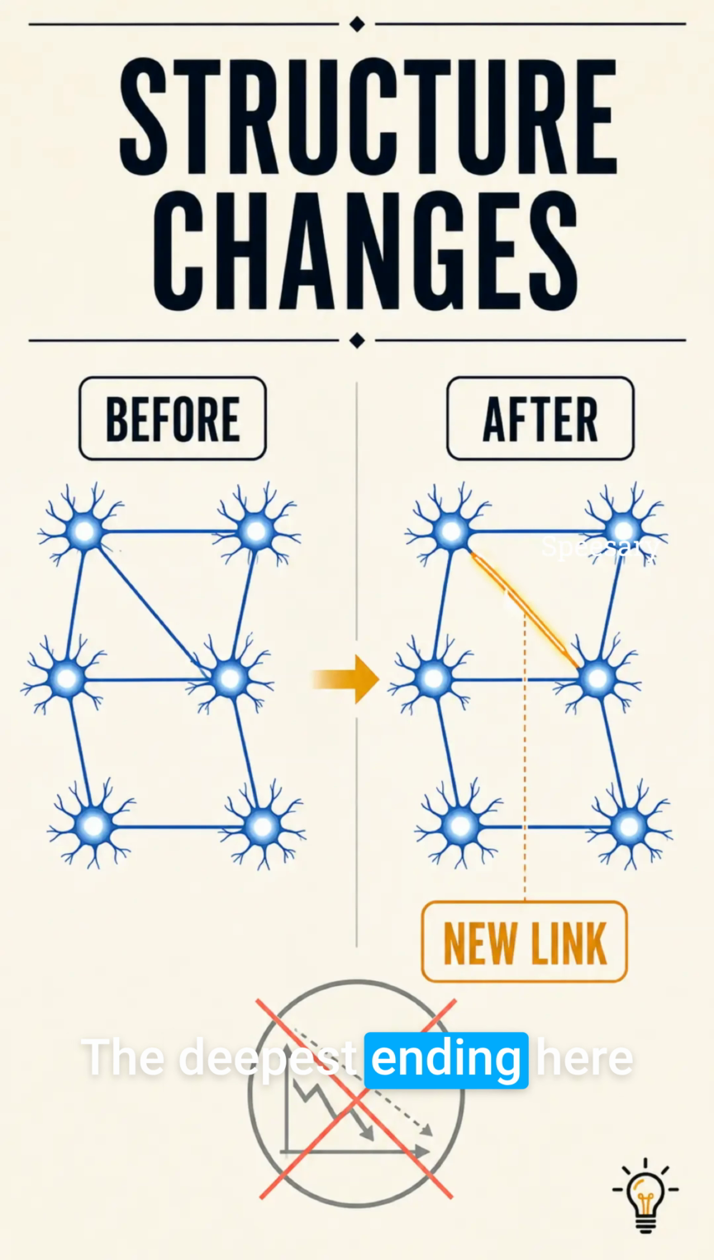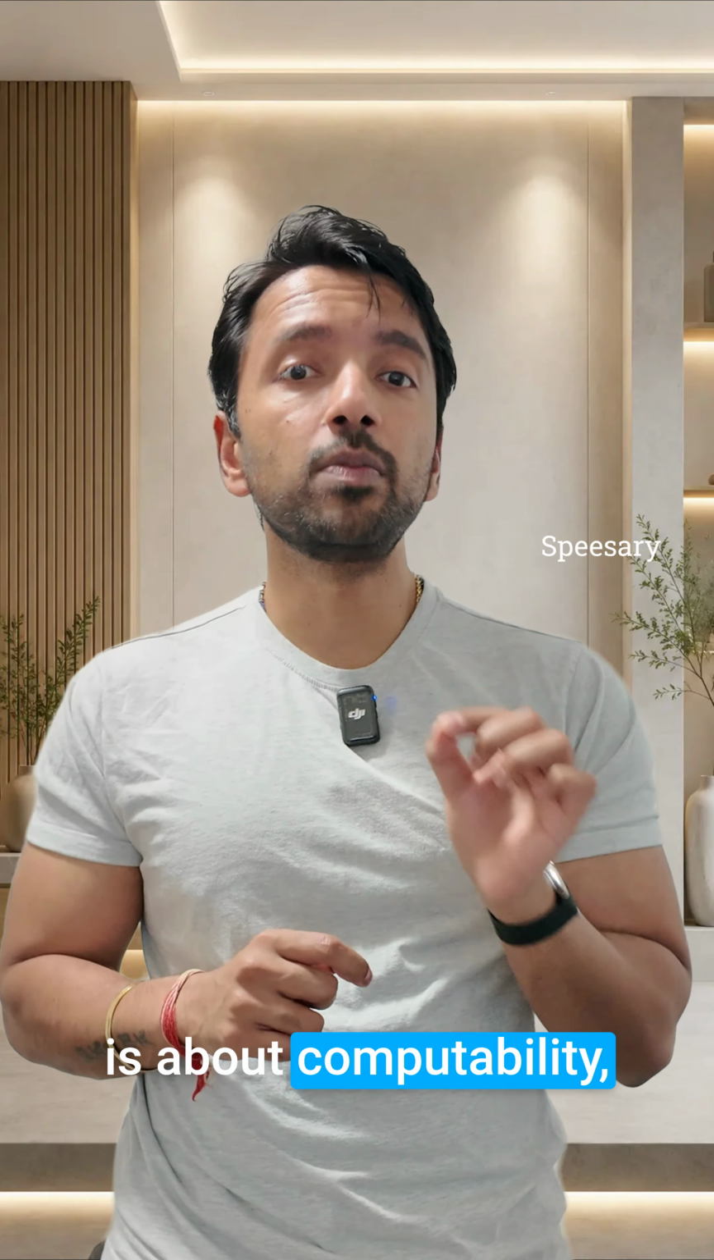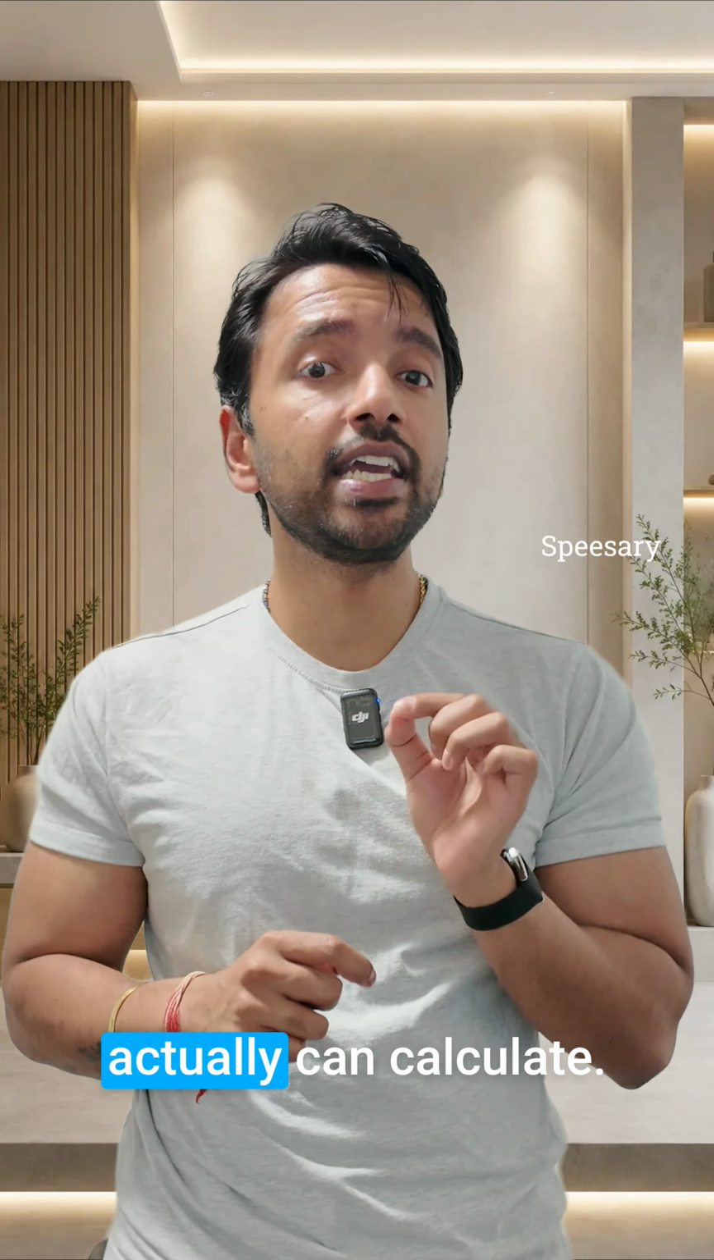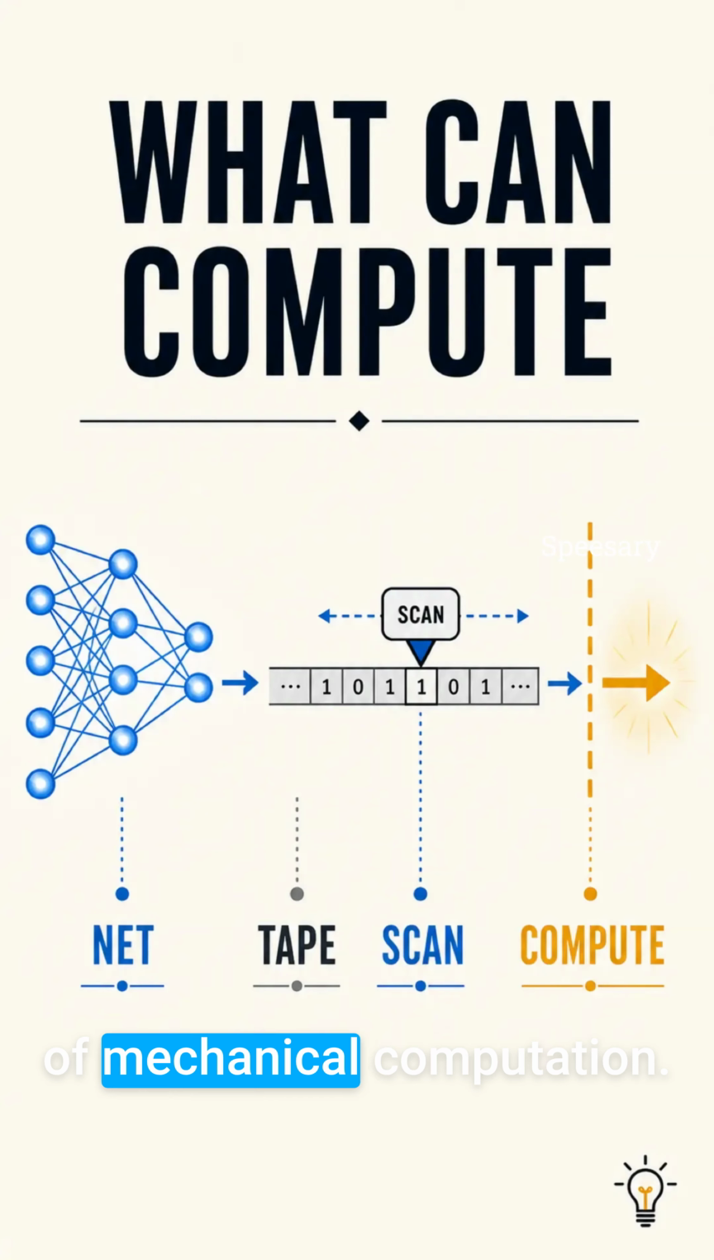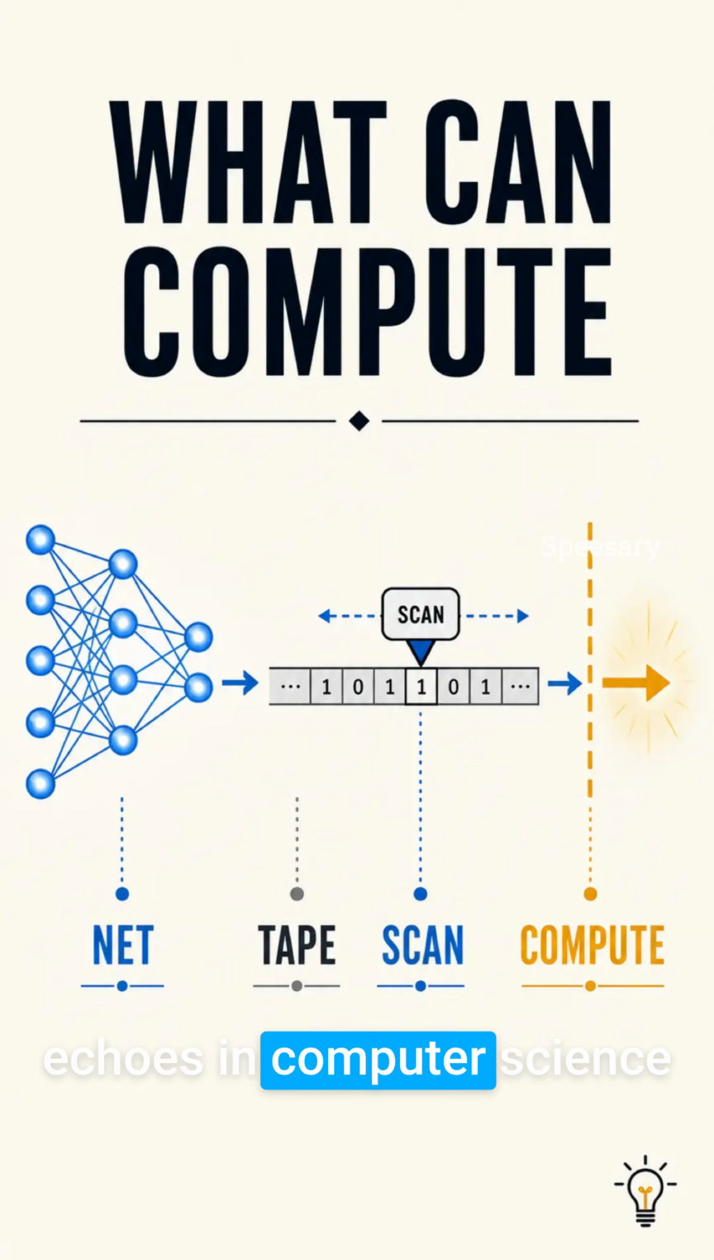The deepest ending here, which you should remember, is about computability. What a machine actually can calculate. They connect neural nets to the Turing machine, an abstract computer model. With the right tape, scanners, and outputs, such nets compute exactly within the classical boundary of mechanical computation. That is why the paper still echoes in computer science.